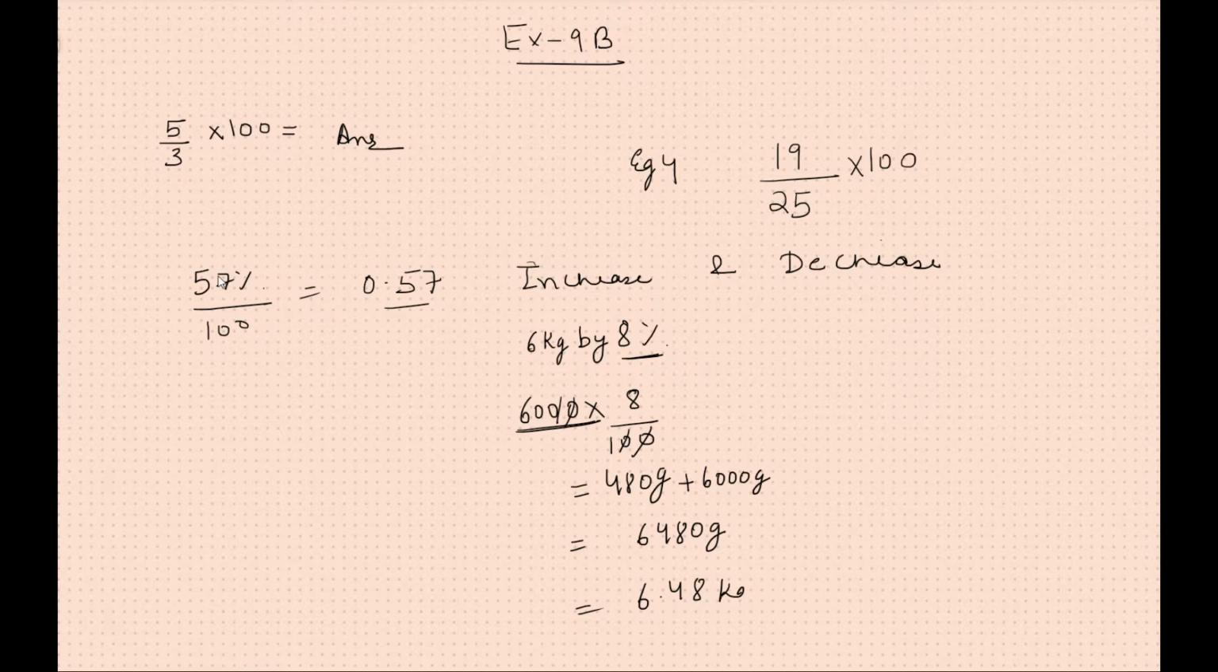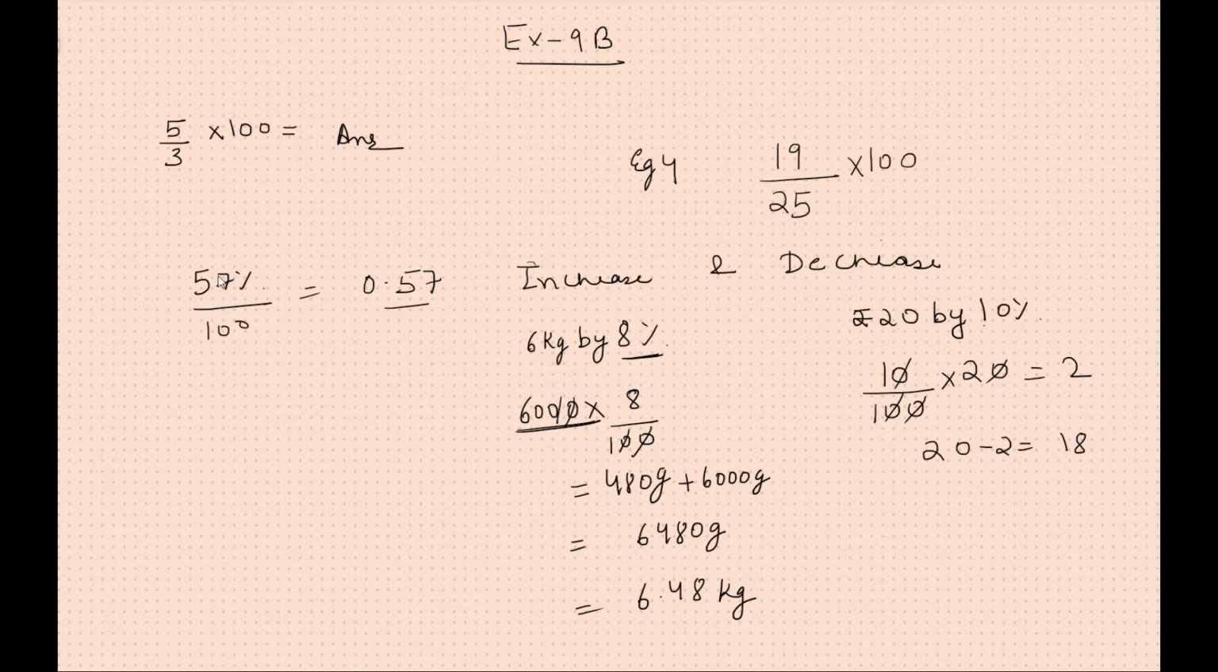or 6.48 kgs. And in the decrease part we had: decrease 20 rupees by 10%. So first we find 10% of 20 rupees. How? You take 10%, 10 upon 100 into 20. So this will be 2. So 20 minus 2 will be equal to 18. So this was increase and decrease, and we have discussed this.